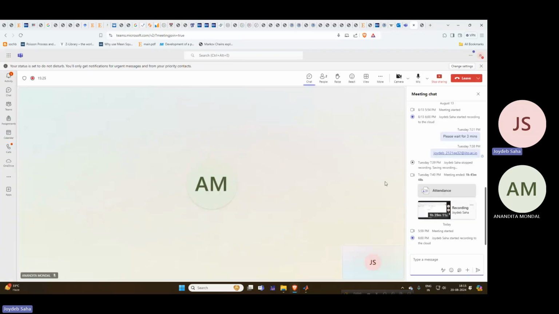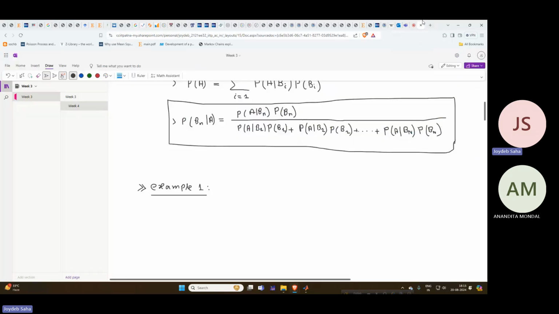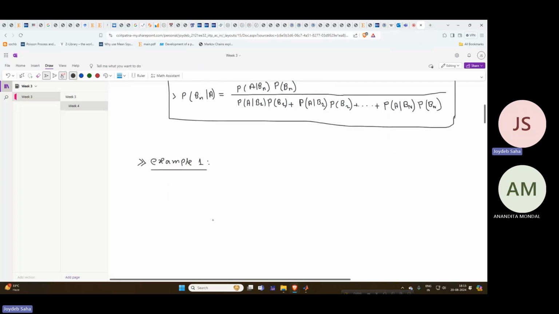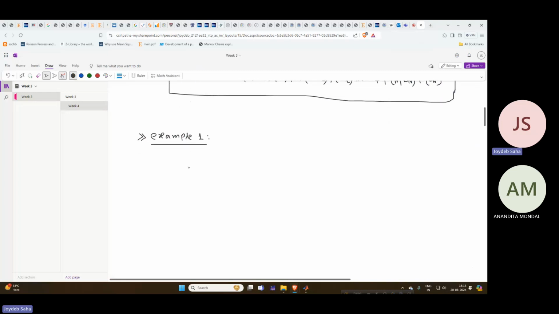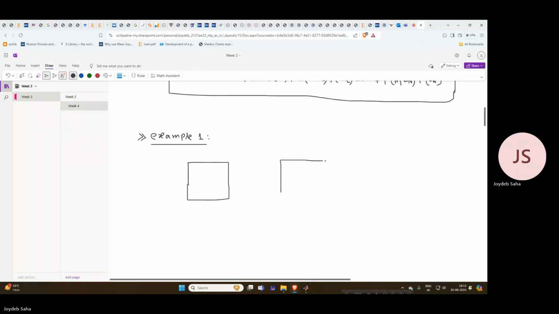Example 1. Okay. Example 1 is there are two boxes. So let us take two boxes, box 1 and box 2.